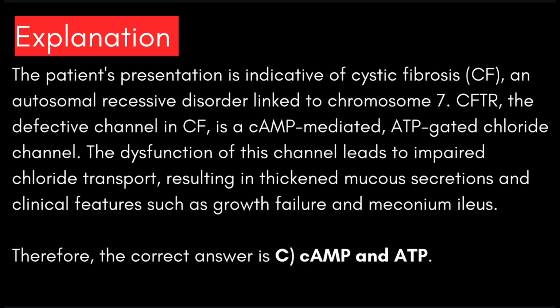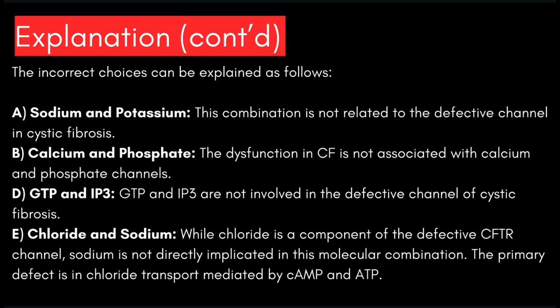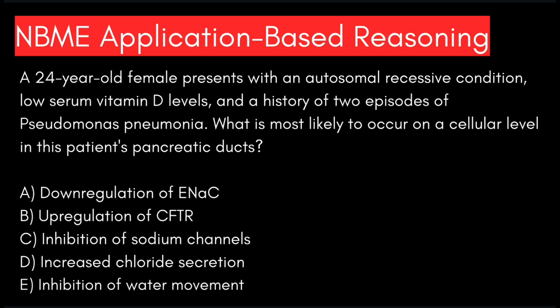Let's go through and see why the other answer choices are incorrect. Sodium and potassium. This combination is not related to the defective channel in cystic fibrosis. Calcium and phosphate. The dysfunction in cystic fibrosis is not associated with calcium and phosphate channels. GTP and IP3, also known as inositol 1,4,5-trisphosphate. GTP and IP3 are not involved in the defective channel of cystic fibrosis. Chloride and sodium. While chloride is a component of the defective CFTR channel, sodium is not directly implicated in this molecular combination. The primary defect is in chloride transport mediated by cyclic AMP and ATP. Let's move on to the next question.